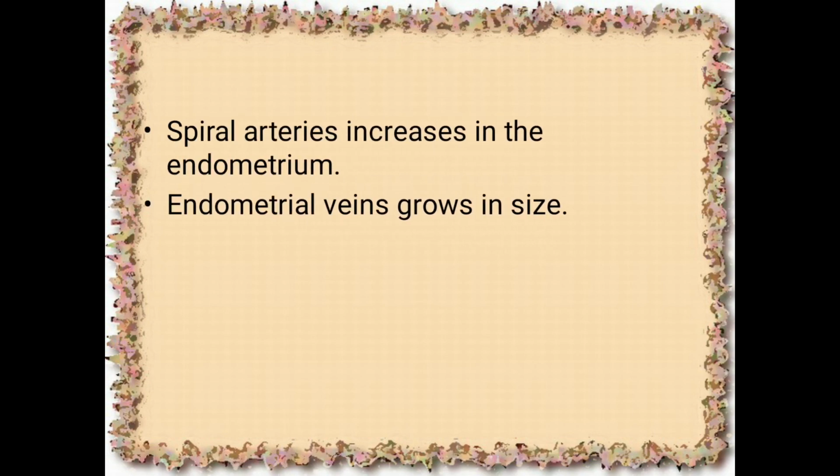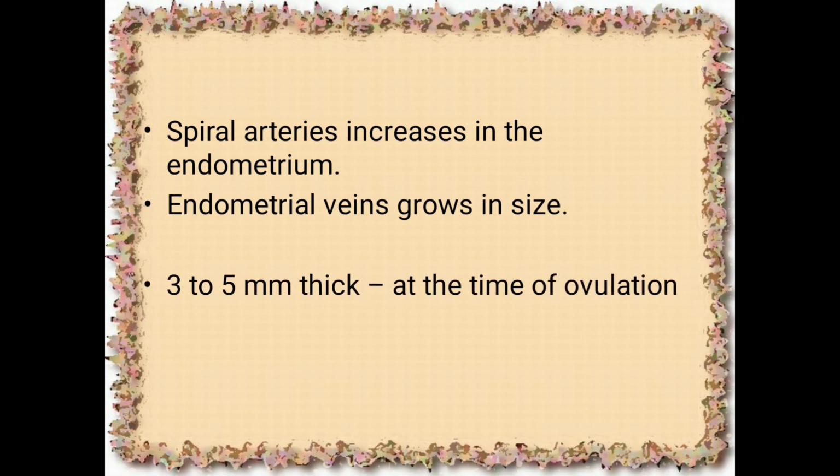Then the spiral arteries increase in the endometrium. The endometrium is vascularized with the formation of a larger number of spiral arteries, which increases blood supply to the deeper layers. This increased blood supply promotes further growth of the uterine mucosa, increasing the thickness, and the endometrial veins also grow in size. All this increases the thickness. The endometrial thickness is 3 to 5 millimeters at the time of ovulation.